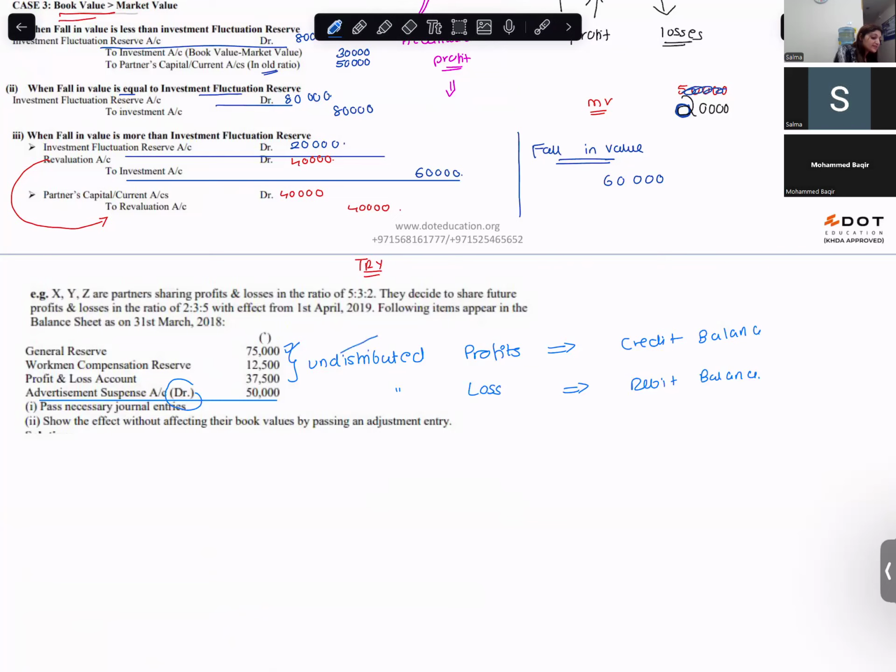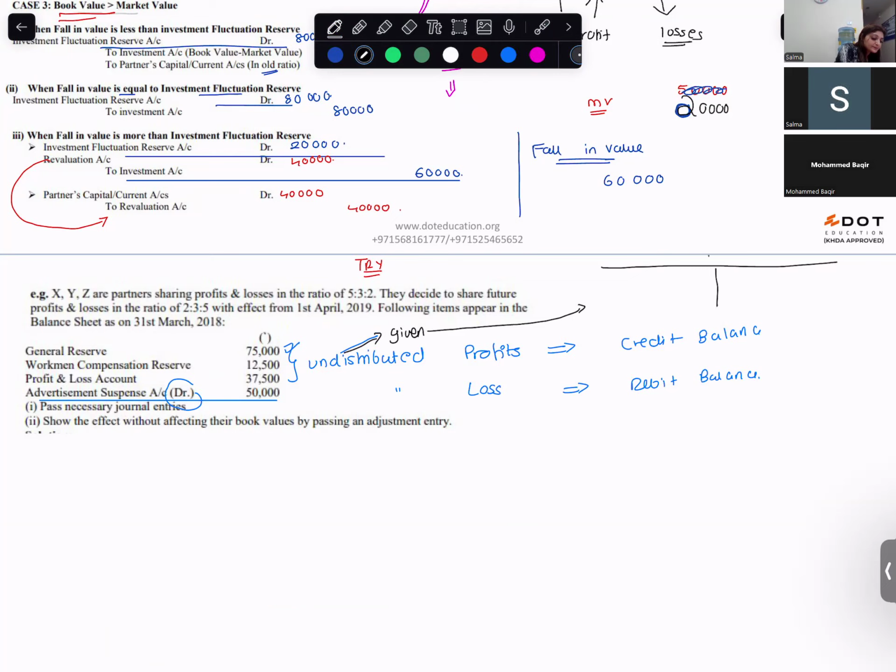Undistributed profits are given to the partners. On what side of the partners' capital account? The credit side. And undistributed loss is given to the partners on what side? The debit side.